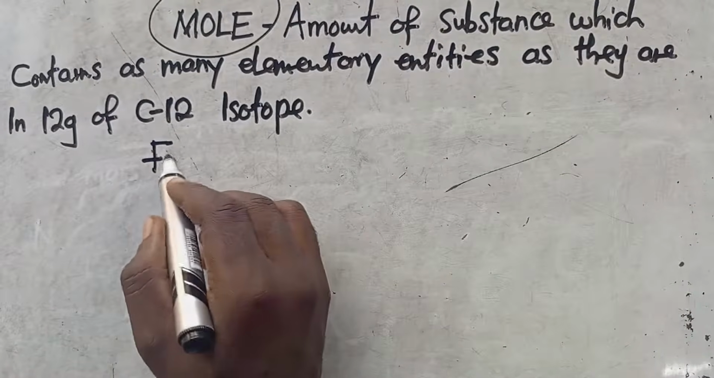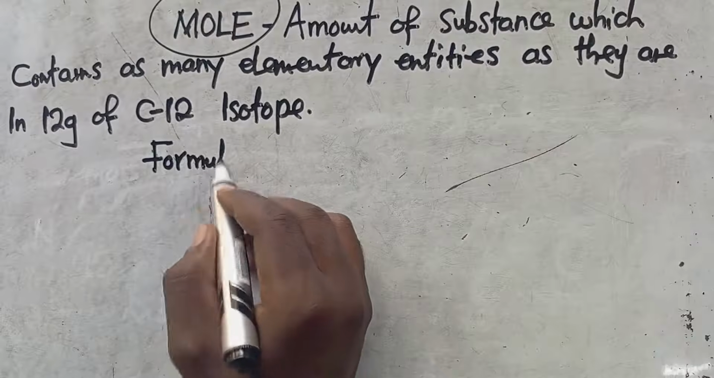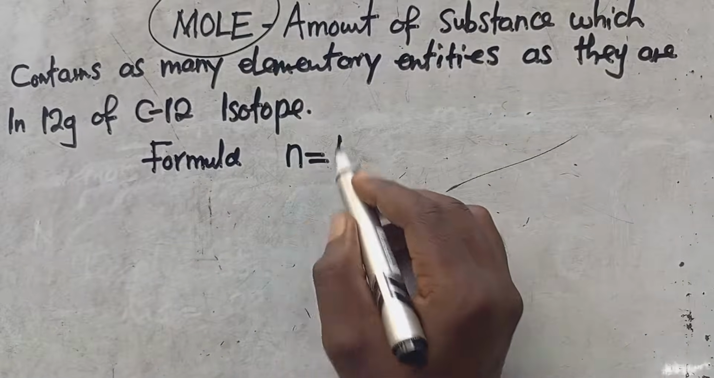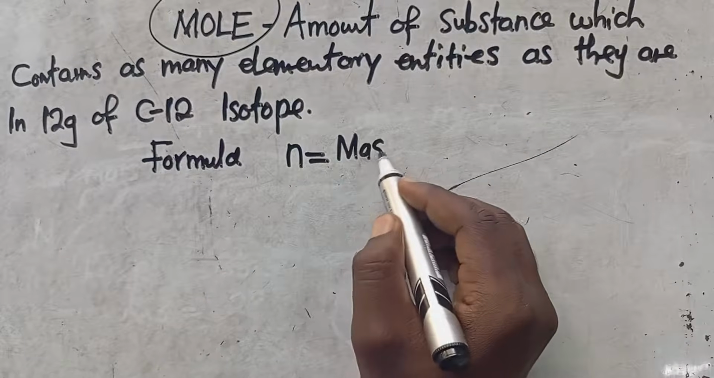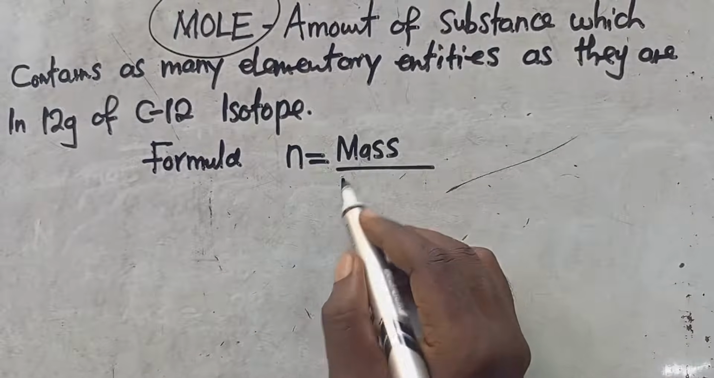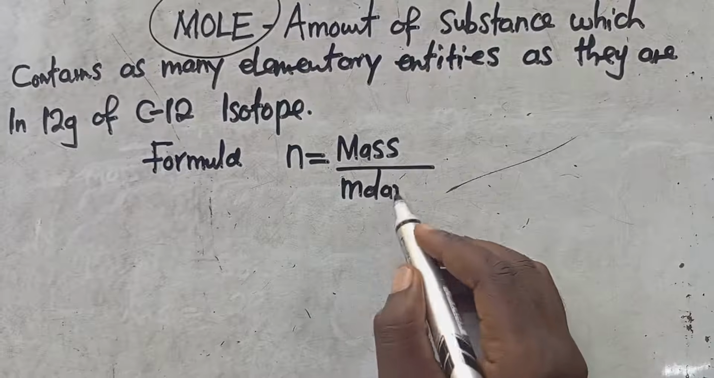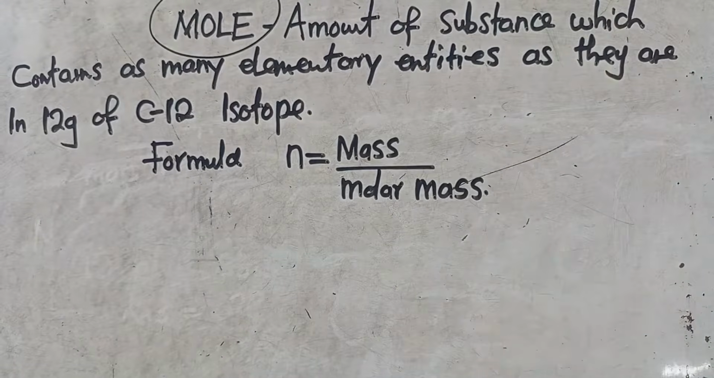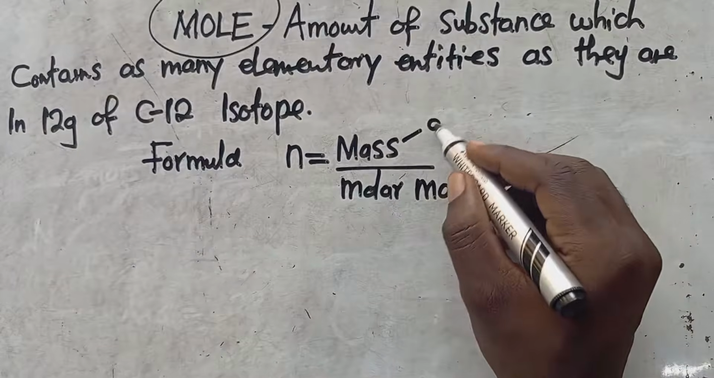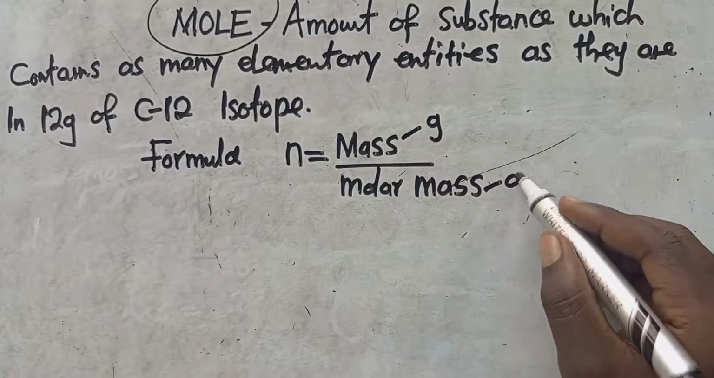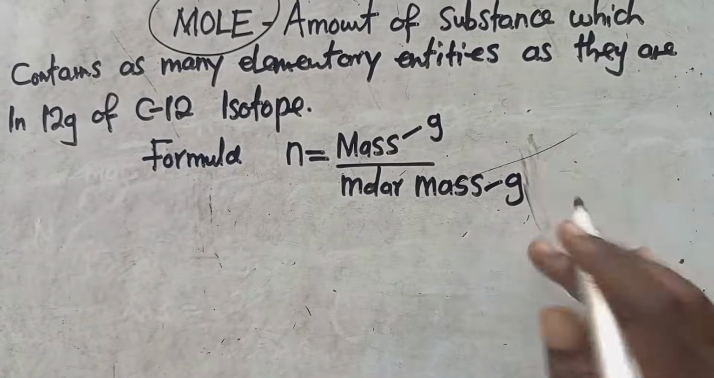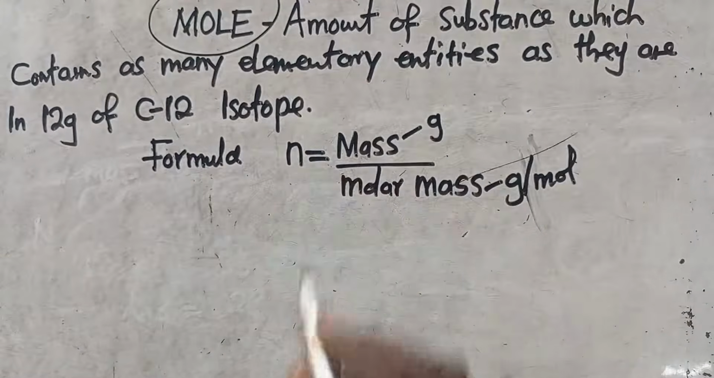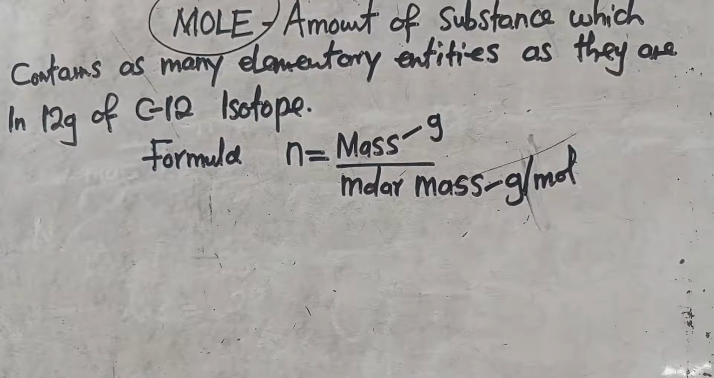For a mole, we've got a formula that we get to use. There is a particular formula that you need to know, where we say number of moles is equal to mass over molar mass. So mass is in grams. Molar mass is in grams per mole. Then these are moles.